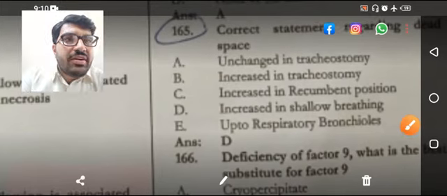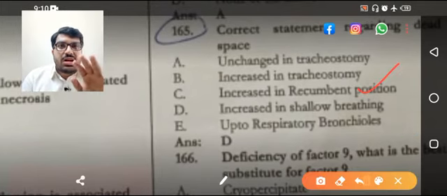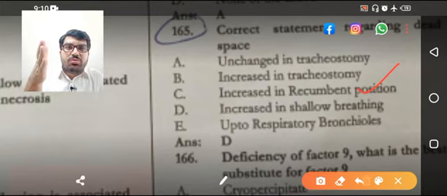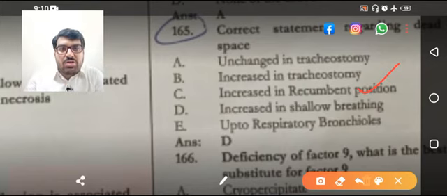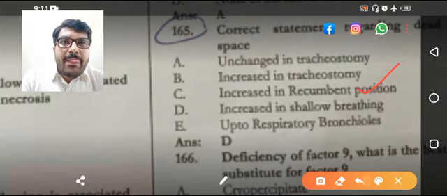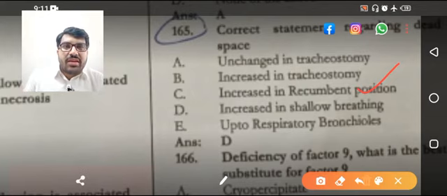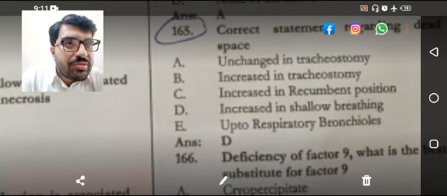So there are two options, right, but I would choose option C, increase in reclined position, because when the person is in the reclined position, there is blood flow to the lower portion, and in the upper portion there is decreased blood flow. If there is decreased blood flow in the upper portion, there is decreased oxygenation, and there is an increase in the air that does not participate in gaseous exchange, so there is an increase in dead space.